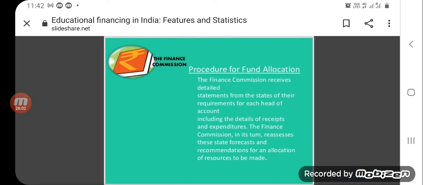Now the procedure for fund allocation by the Finance Commission. The Finance Commission receives detailed statements from the states of their requirements for each head of account. The Finance Commission will invite proposals from different state governments at regular intervals. The state government should prepare a proposal, and in the proposal they should clearly mention the amount of money they need for different accounts, different aspects of maintenance and such things.